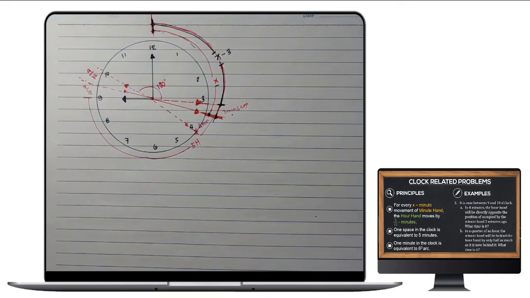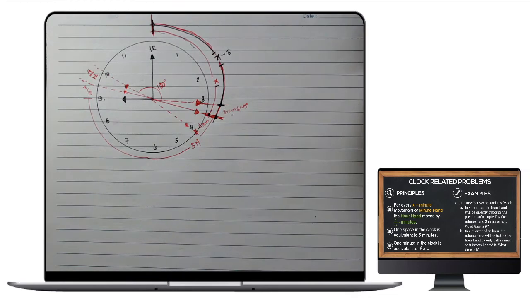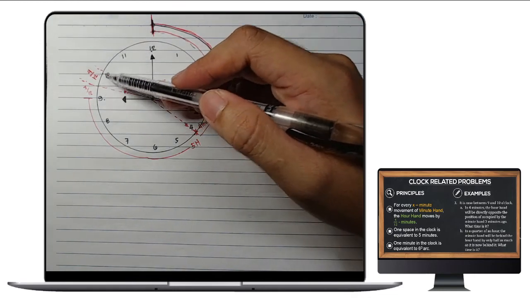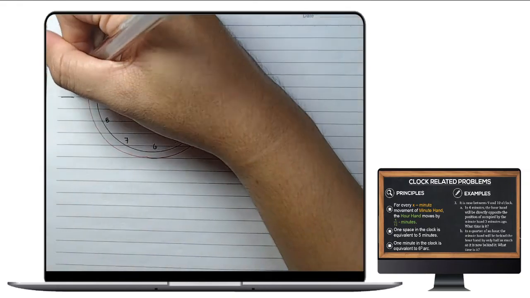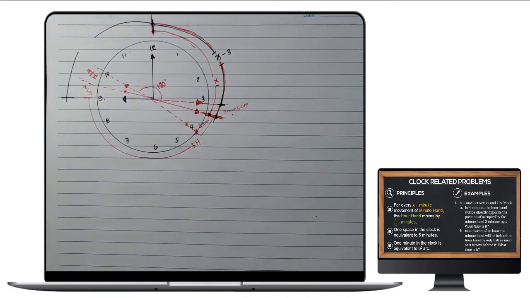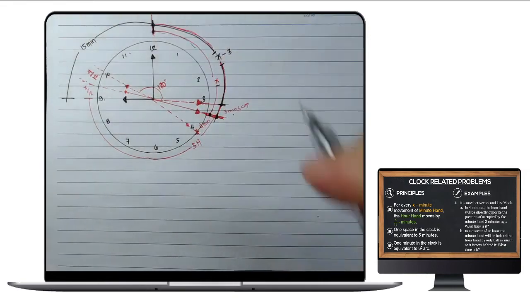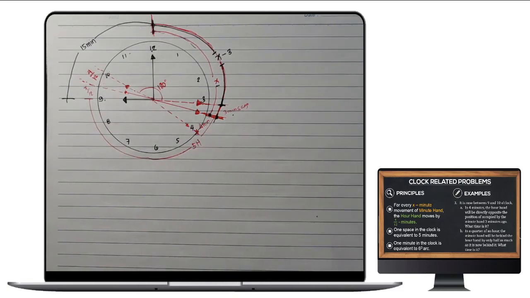Then, since we know that from 9 to 12, in terms of minutes, that is exactly 15 minutes. So this is 5 minutes, another 5 minutes, another 5 minutes. So from the 9 o'clock mark to the 12 o'clock mark, that is exactly 15 minutes.